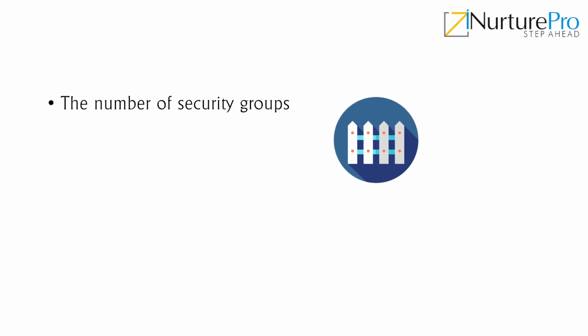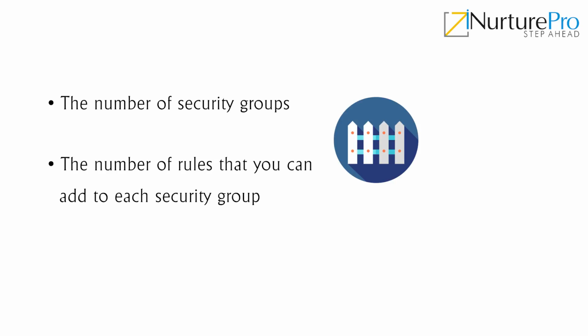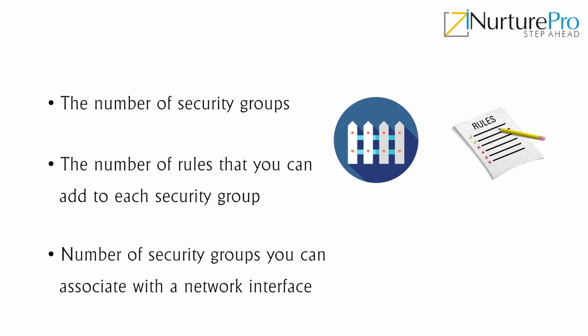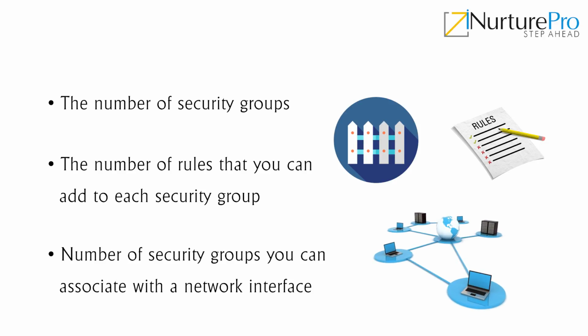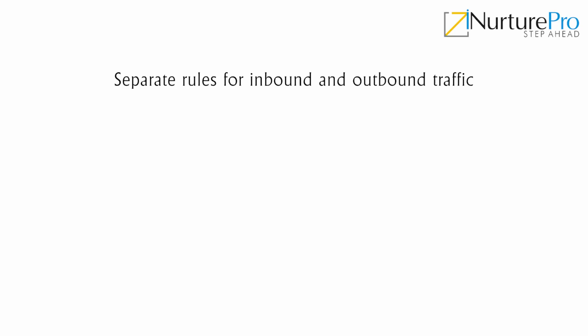The following are the basic characteristics of security groups for your VPC. You have limits on the number of security groups that you can create per VPC, the number of rules that you can add to each security group, and the number of security groups you can associate with a network interface. For more information, see Amazon VPC limits. You can specify allow rules but not deny rules. You can specify separate rules for inbound and outbound traffic.